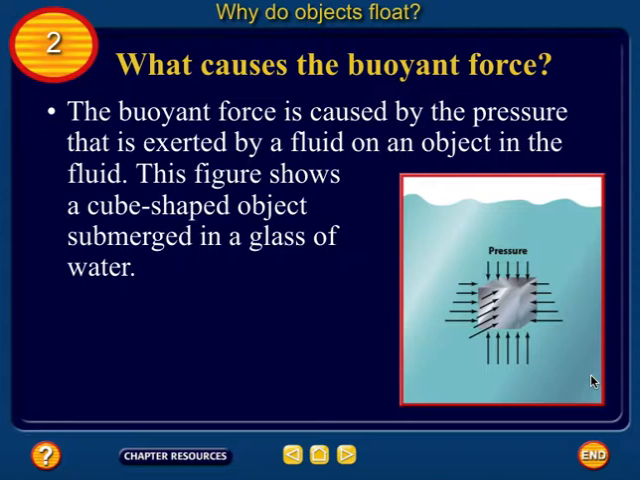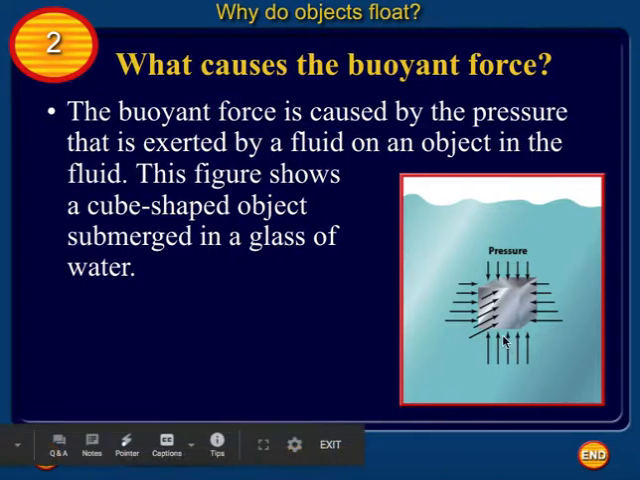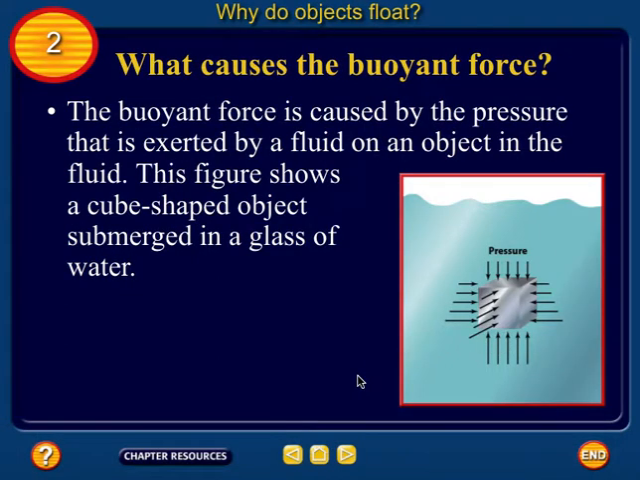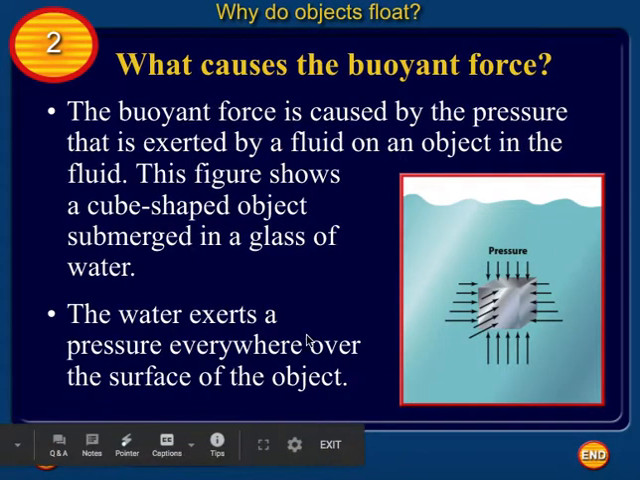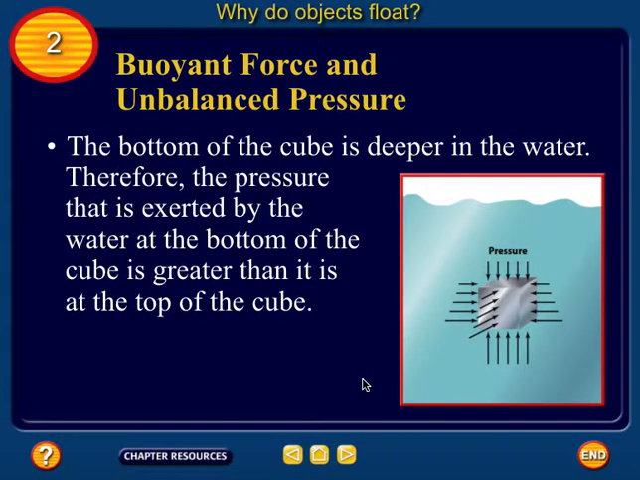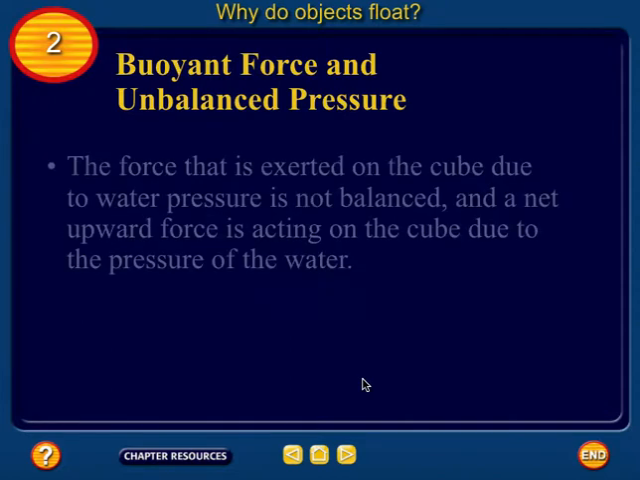But as that object is submerged inside the liquid, this force exerts pressure on all the different sides of the cube. There's a greater pressure at the bottom because it's deeper, which often results in that upward force being greater than the downward force. The water exerts a pressure everywhere over the surface of the object. The bottom of the cube is deeper in the water, therefore the pressure exerted by the water at the bottom of the cube is greater than at the top of the cube, allowing it to be pushed up and a lot of times kept at that floating position.